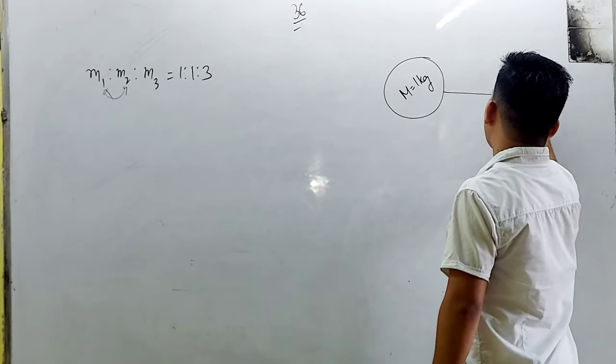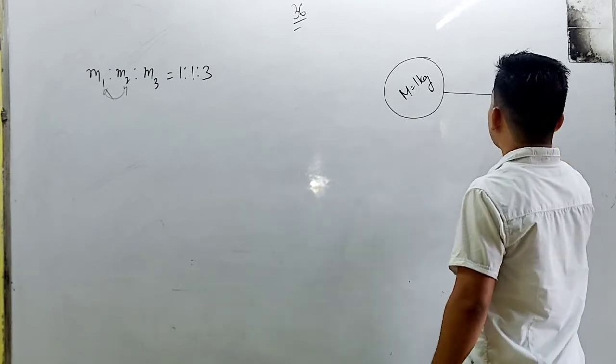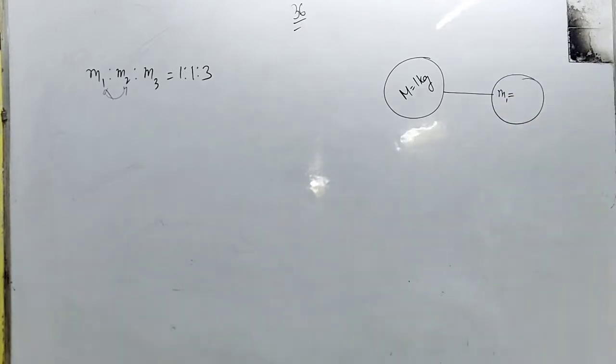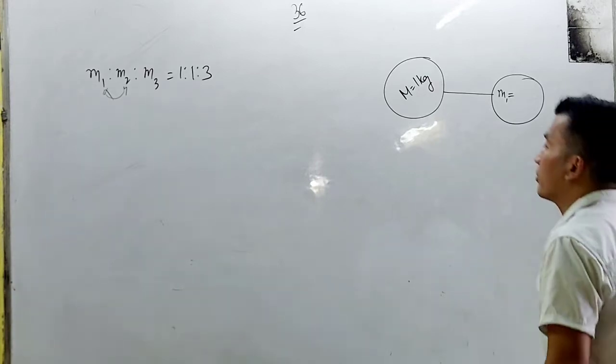Then what will be the value of m1? In grams, what to do? Simple, the ratio is given, you add the ratio: 1 plus 1 plus 3, that is 5. That means this bomb is divided into 5 equal fragments.